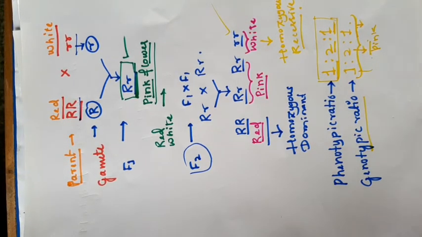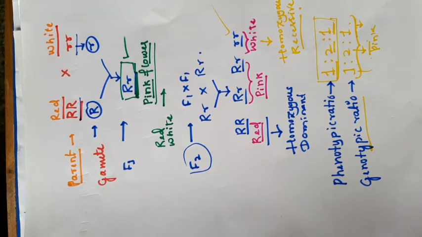This is the process of incomplete dominance. Example: snapdragon, or the dog flower. It is one of the exceptions to the monohybrid cross. It is one of the exceptions to the law of dominance. According to the law of dominance, only the dominant gene is expressed by suppressing the recessive one. But here, the recessive gene is also expressed along with the dominant one.